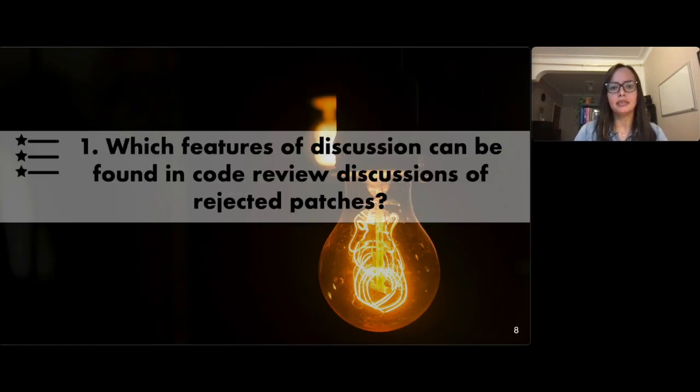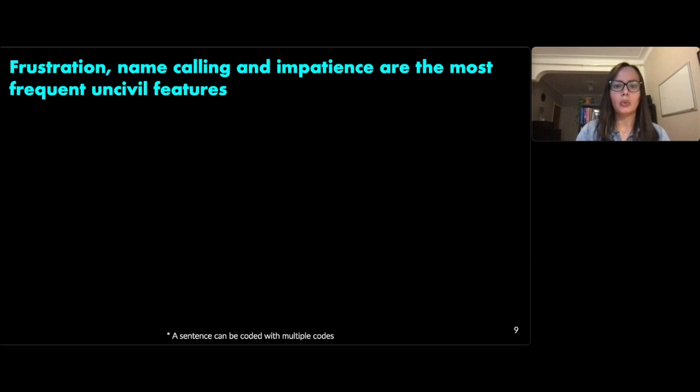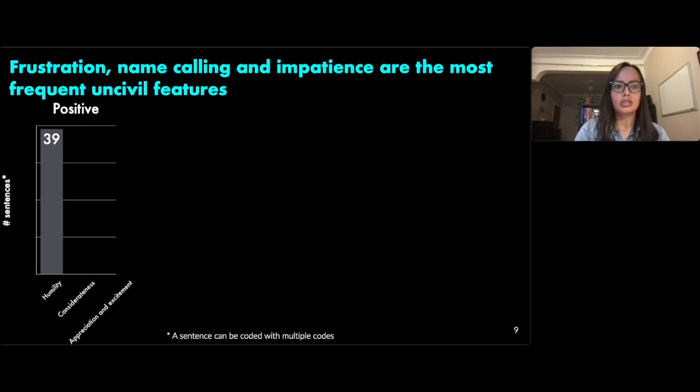After identifying the features of discussion in our qualitative analysis, we are able to answer our first question, which asks which features of discussion can be found in code review discussions of rejected patches. We grouped the features of discussion according to the expressed tone. Concerning the positive tone, we found humility, considerateness, appreciation, and excitement, of which humility is the most frequent feature of discussion.